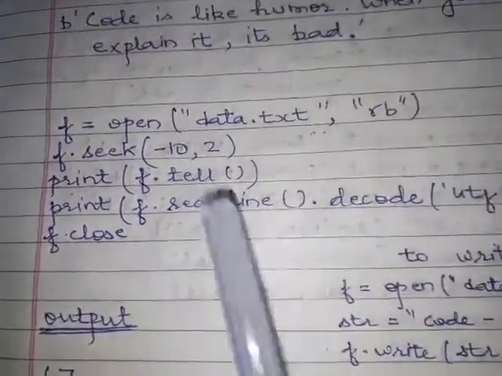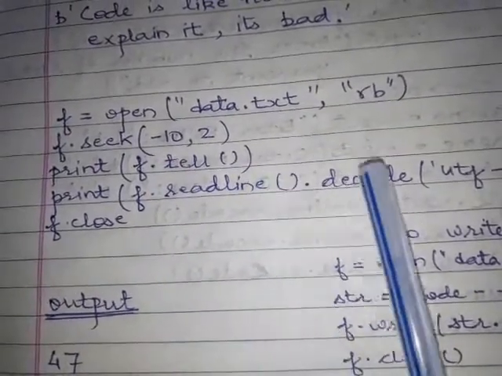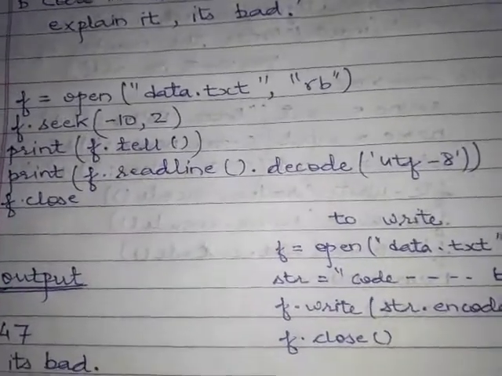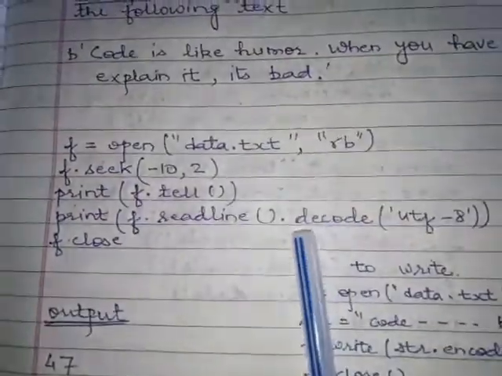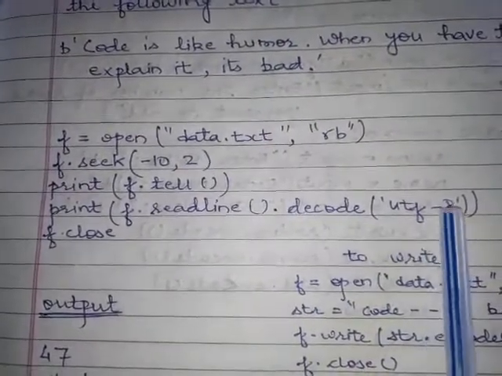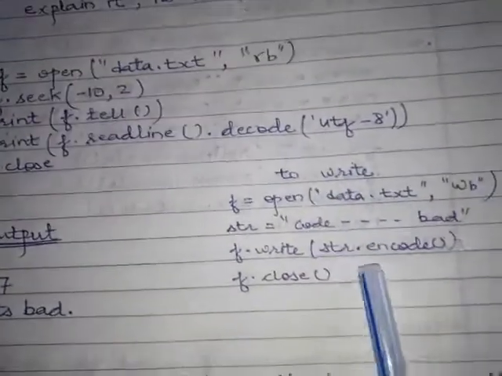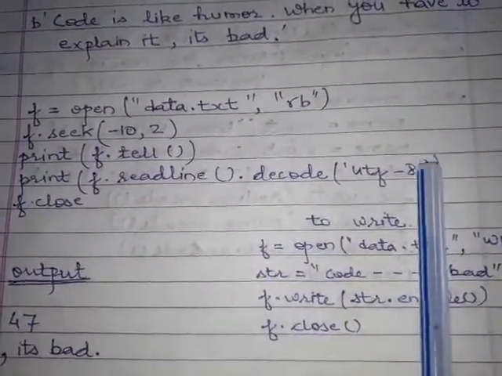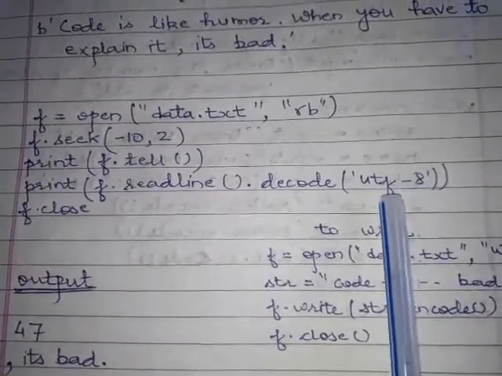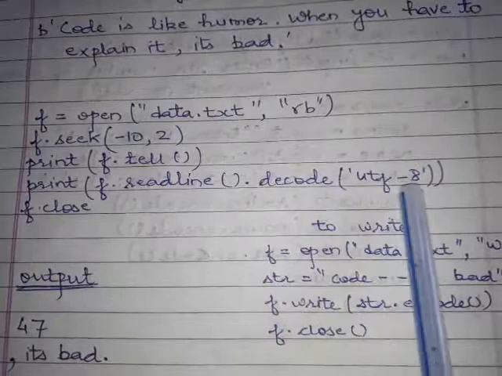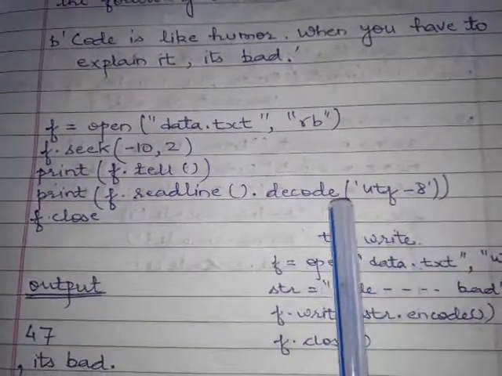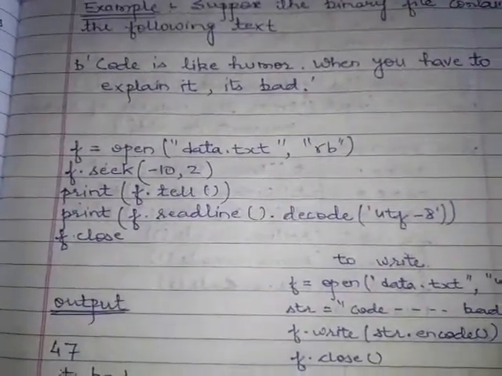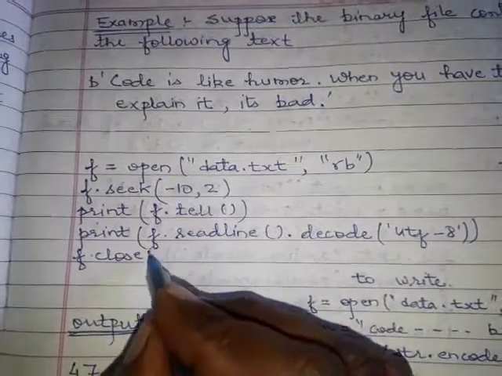We will check it now. Print f.readline().decode("utf-8"). If you don't want to write it, simply write decode with empty brackets, because by default decode converts the bytes into UTF-8 format. No need to write the encoding. Then f.close; close it properly.